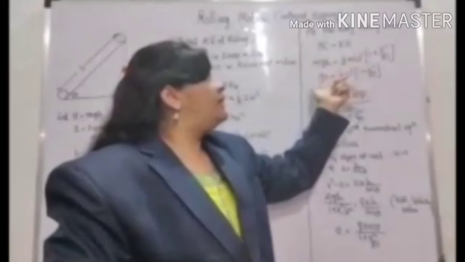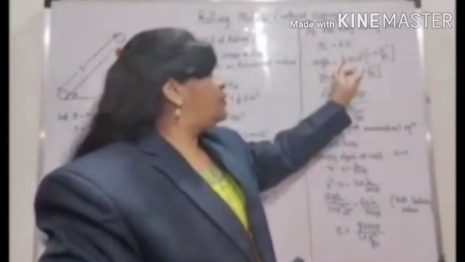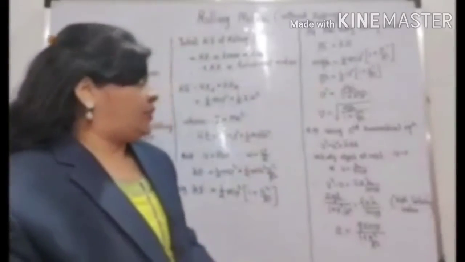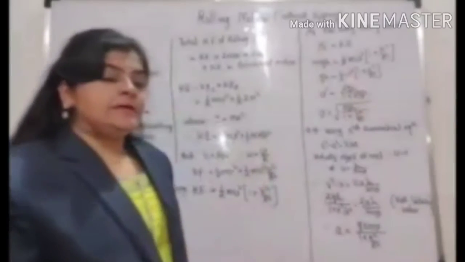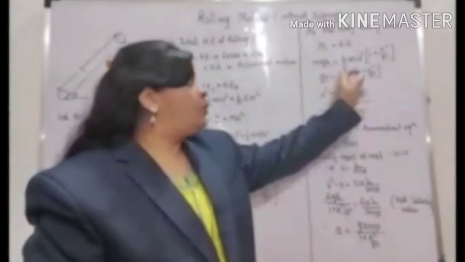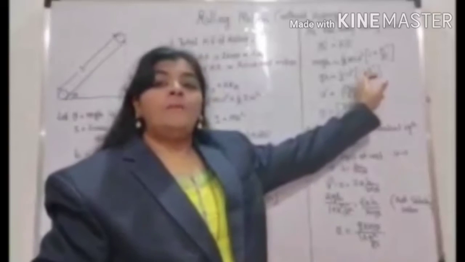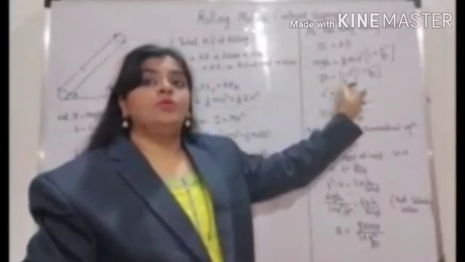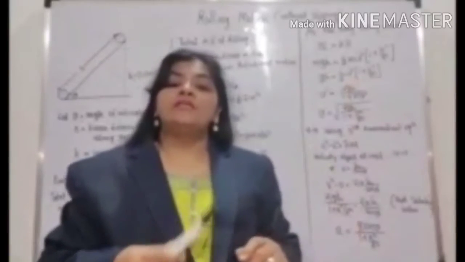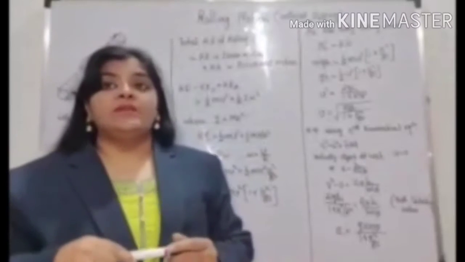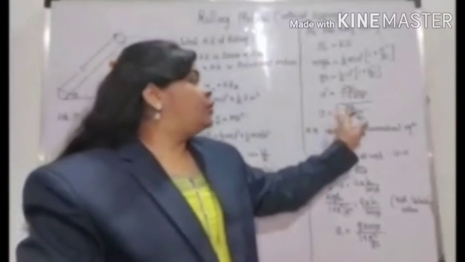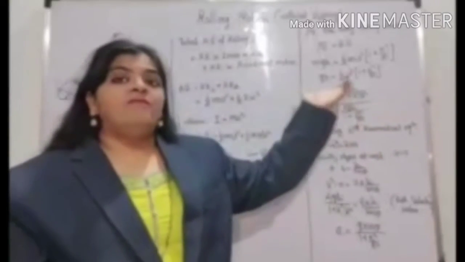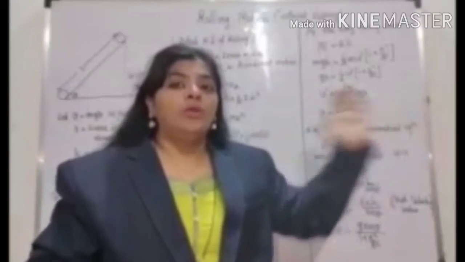Substituting this formula, we get m g h is equal to half m v square into 1 plus k square upon r square. Now m gets cancelled from both sides. We get g h is equal to half v square into 1 plus k square upon r square. Now v square is equal to 2 g h upon 1 plus k square upon r square. So v is equal to the square root of 2 g h upon 1 plus k square upon r square. This is the formula for the velocity of the rolling body.